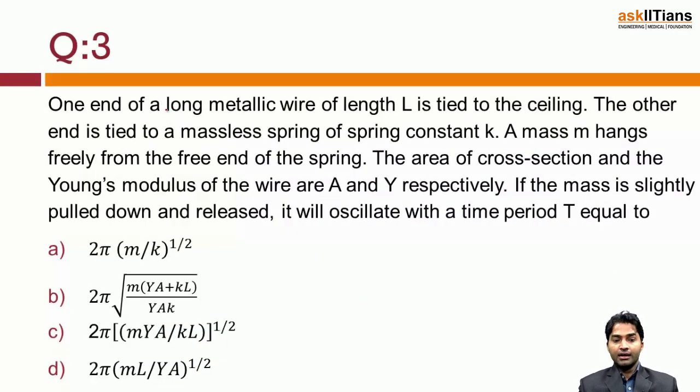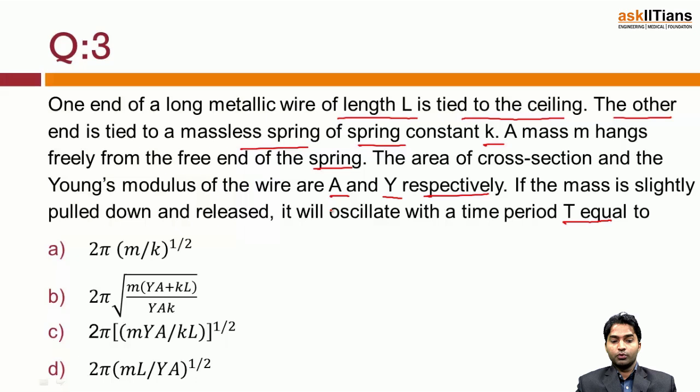In question 3, one end of a long metallic wire of length L is tied to the ceiling. The other end is tied to a massless spring of spring constant K. A mass M hangs freely from the free end of the spring. The area of cross section and the Young's modulus of the wire are A and Y respectively. If the mass is slightly pulled down and released, it will oscillate with a time period T. And what is that value? We are given 4 options.